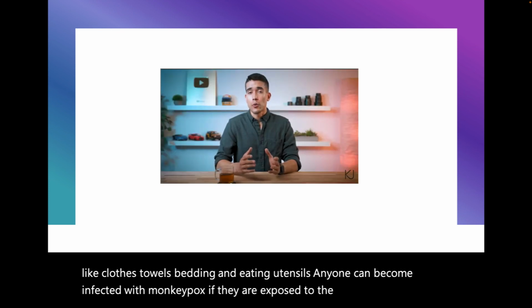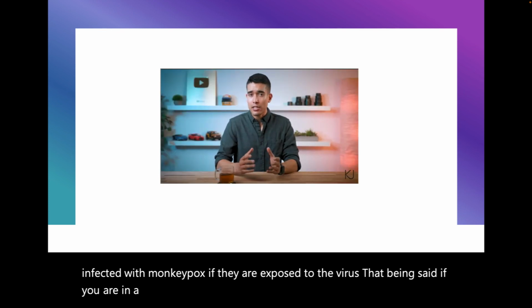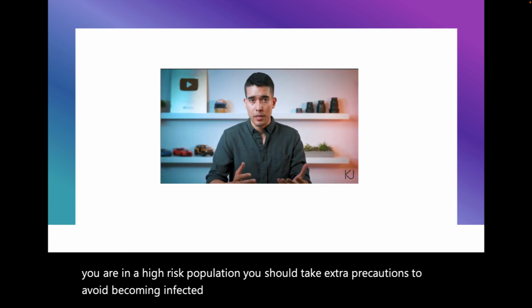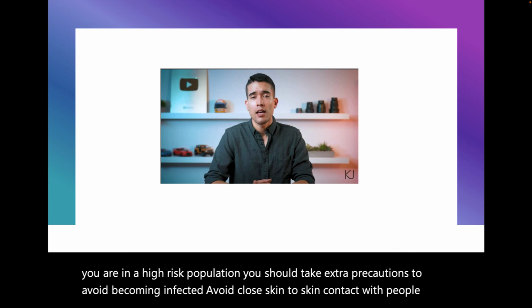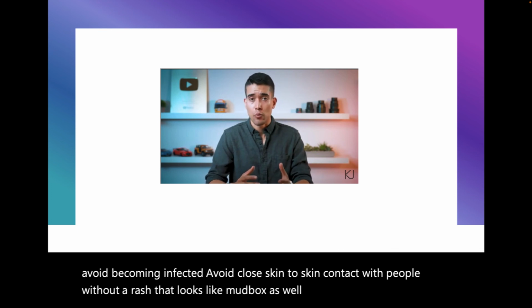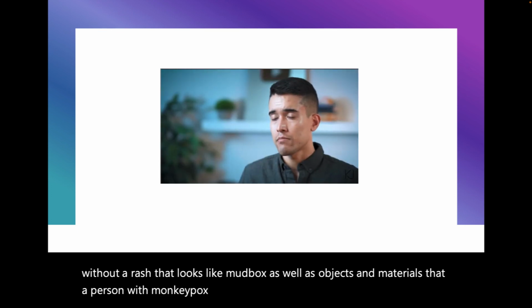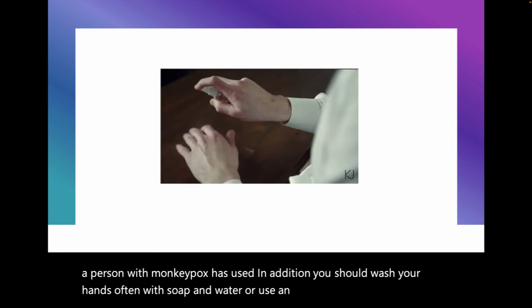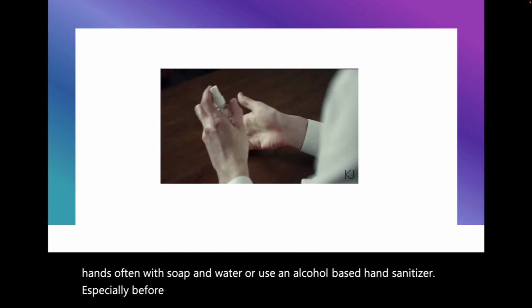That being said, if you are in a high-risk population, you should take extra precautions to avoid becoming infected. Avoid close skin-to-skin contact with people who have had a rash that looks like monkeypox, as well as objects and materials that a person with monkeypox has used. In addition, you should wash your hands often with soap and water, or use an alcohol-based hand sanitizer, especially before eating or touching your face and after you use the bathroom.